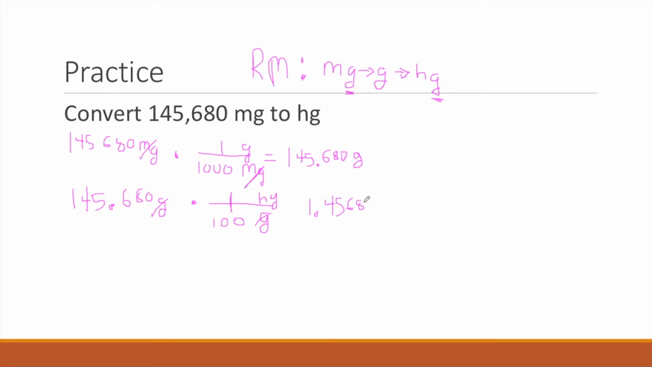1.4568 hectograms. Do not forget your units. Now I can check my roadmap to make sure I'm where I want to be. I am. I want to end in hectograms, so I'm done with this problem.